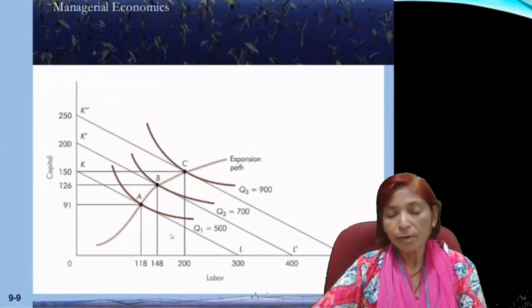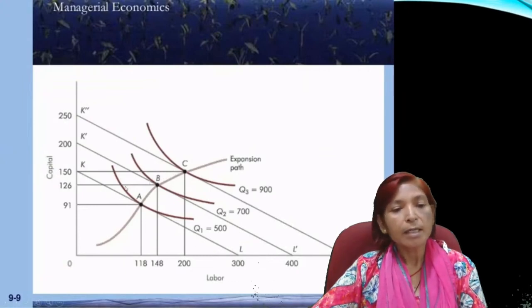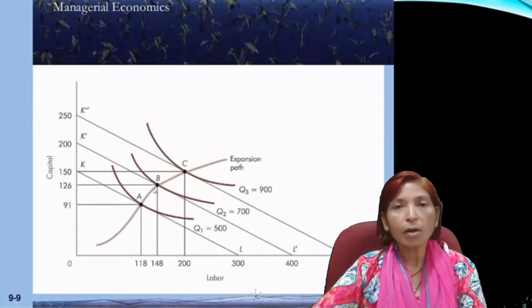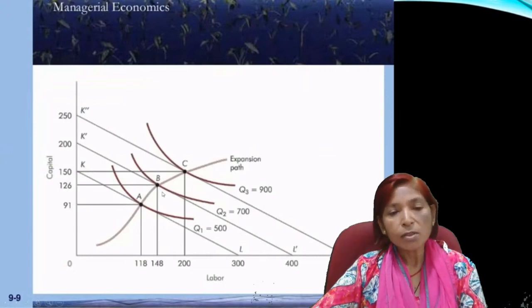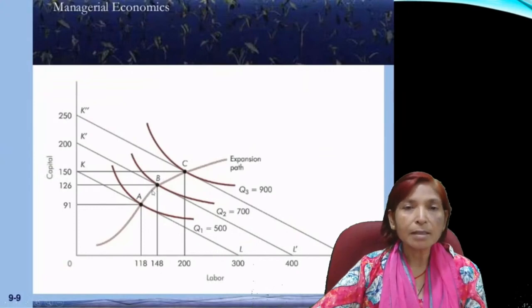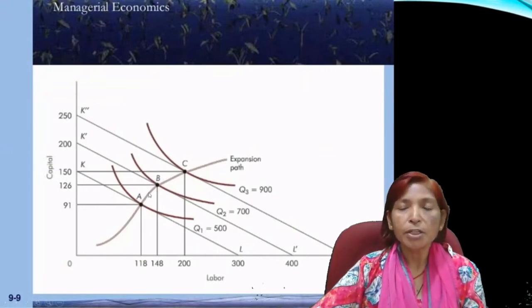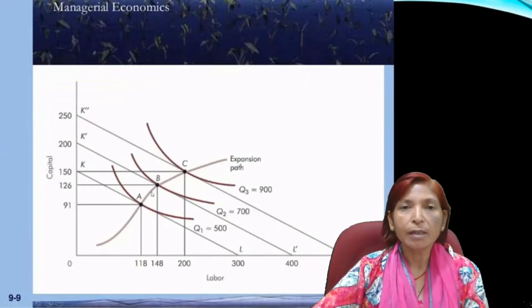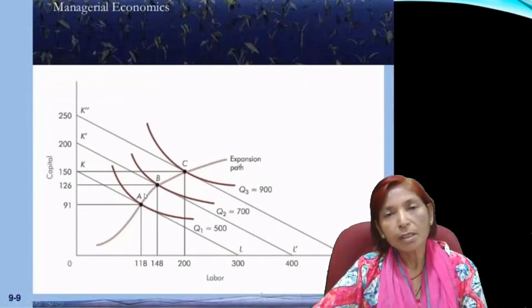Here three isocost lines are drawn, and this is the downward sloping curve which is tangent to these isocost lines. This is called the isoquant curve, where the isoquant curve is tangent to the isocost line. That is the least cost combination point. That is the equilibrium point. Our producer will be in equilibrium position where the isoquant curve is tangent to the isocost line.